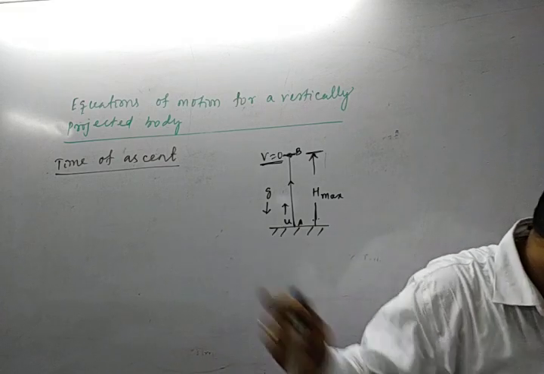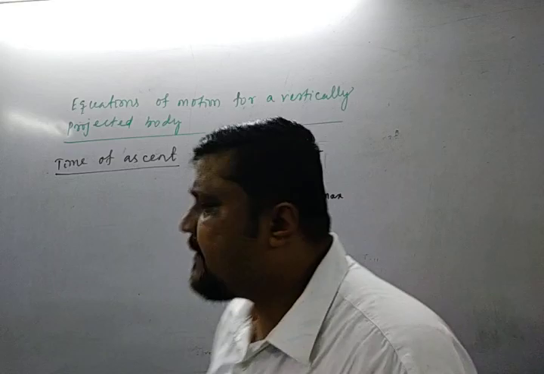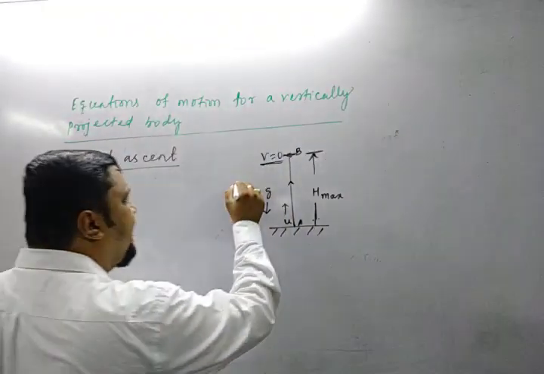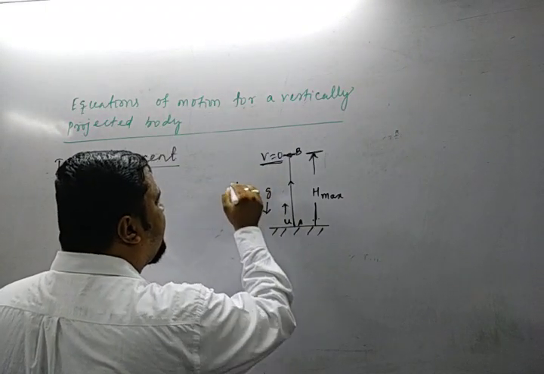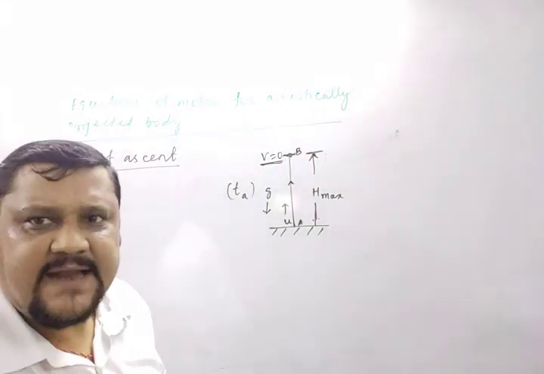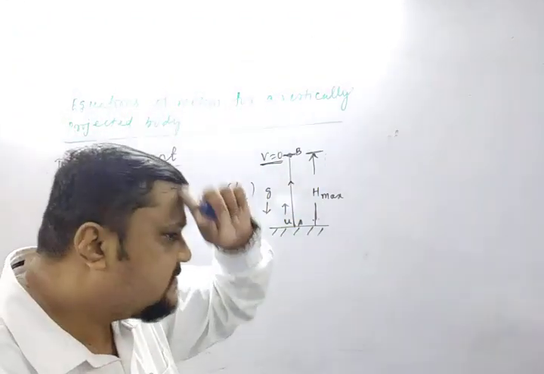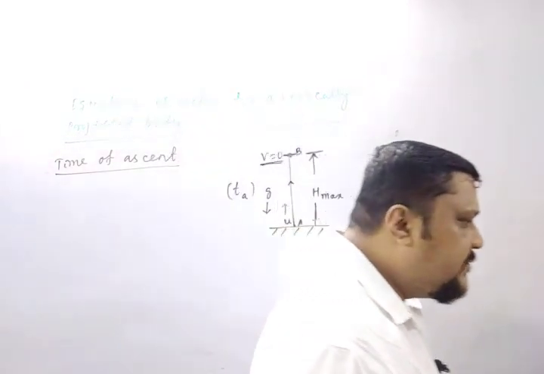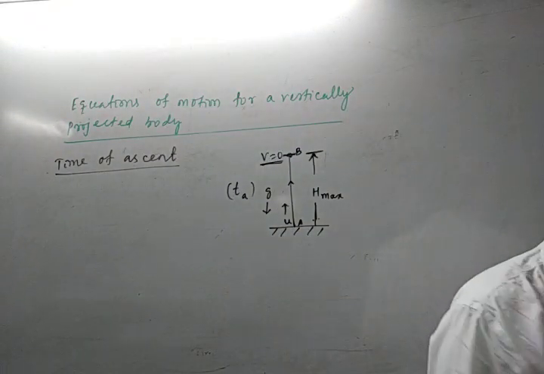Okay. Now in the same situation, let the body take time, the time of ascent T A, to reach from A to B. That is the time of ascent to reach the maximum height. So in that case, if you use the equations of kinematics, what is the equation?